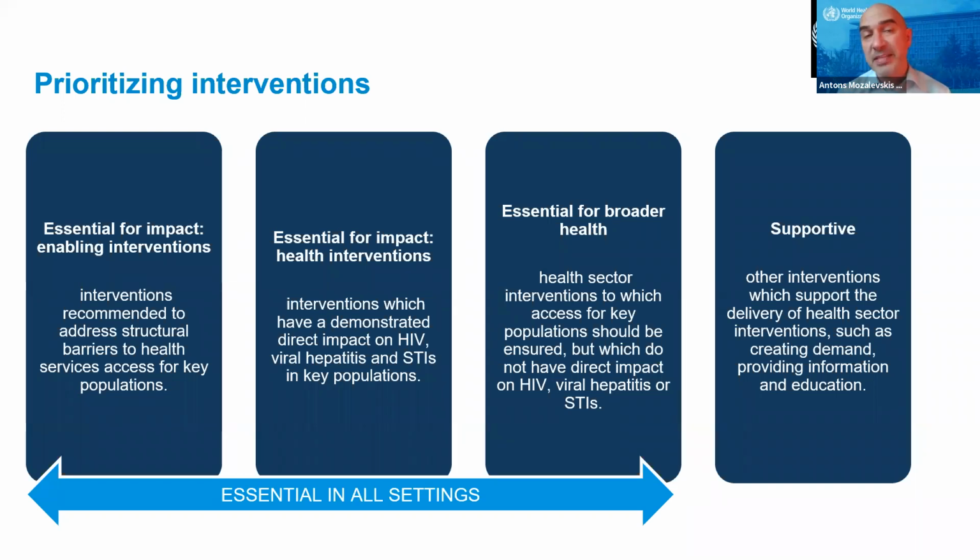Then we classified health interventions into three groups. One is essential interventions for impact, which are necessary and have demonstrated direct impact on HIV, hepatitis, and STI incidence and prevalence. Then there are essential interventions for broader health, which do not necessarily have a direct impact on the incidence and prevalence of HIV, hepatitis, and STI, but are extremely important for key populations to ensure a person-centered approach and universal health coverage. Very often those interventions are not provided by HIV programs, but are part of the health system, and they also have to be provided in an integrated, person-centered way. And finally, there are supportive interventions, which can also help increase access to health services for key populations. Next slide.